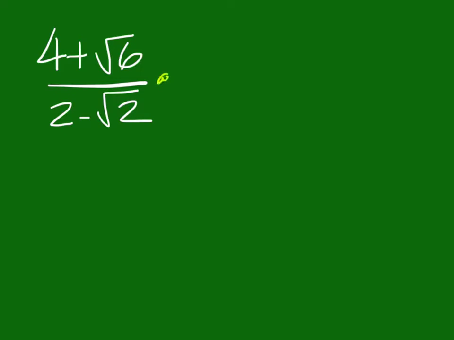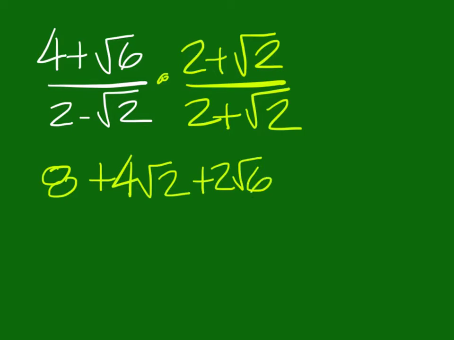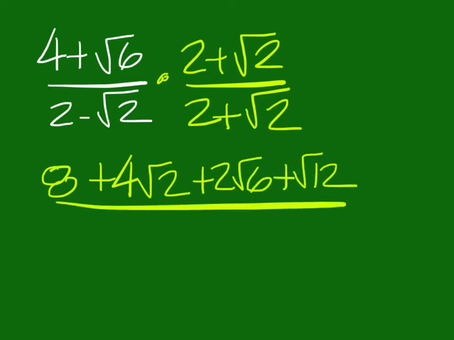For this problem, you have to multiply the top and the bottom by 2 plus square root of 2. On the top, you will end up with 8 plus 4 square root of 2 plus 2 square root of 6 plus square root of 12. On the bottom, you'll have 4 minus 2, which is 2. Now you can simplify here. The square root of 12, that's 2 square root of 3.